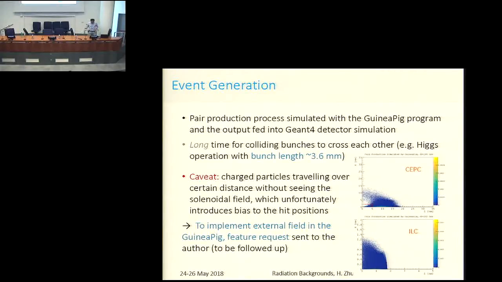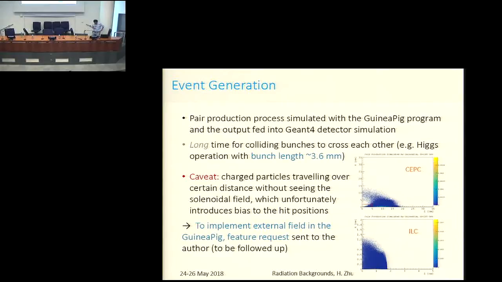So how do we do the estimation? We have a quite nice program called Guinea-Pig. We use Guinea-Pig to simulate this process, then with the output, we simply feed it into the Geant4 detector simulation.